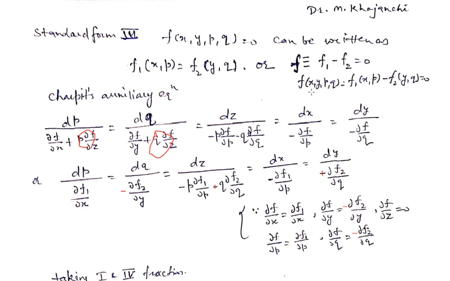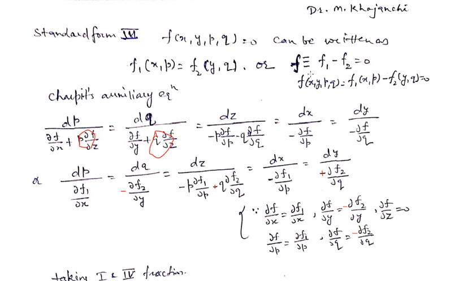Now we calculate the partial derivative of f with respect to x. So x is present in f1 only. In f2, x is absent. So del f upon del x will be equal to del f1 upon del x. So in place of del f upon del x, we can write del f1 upon del x.